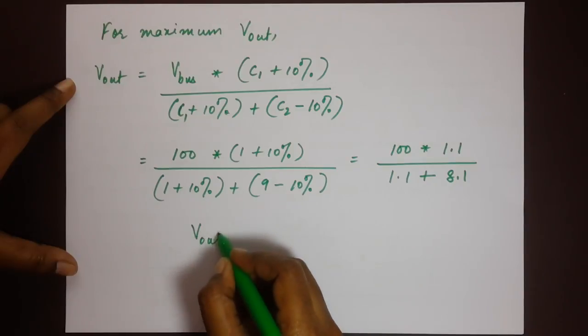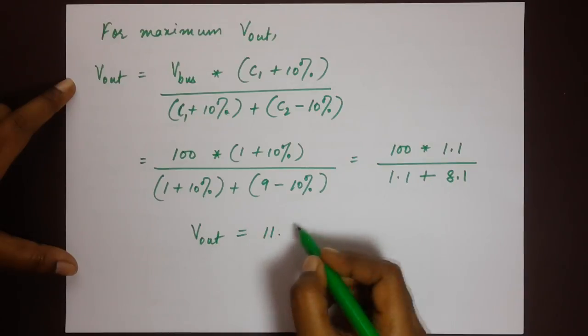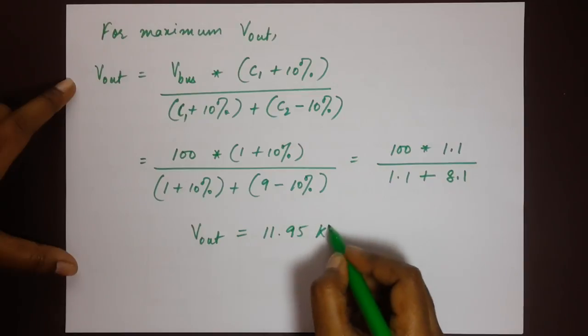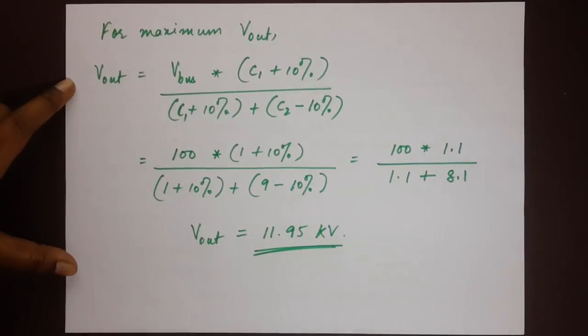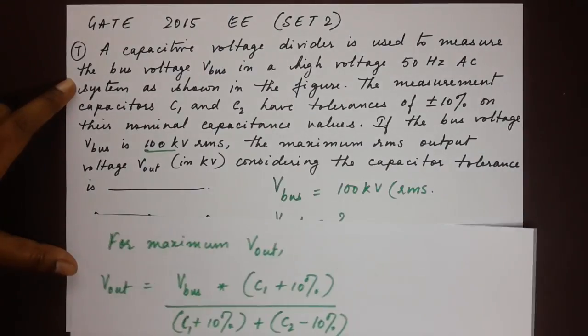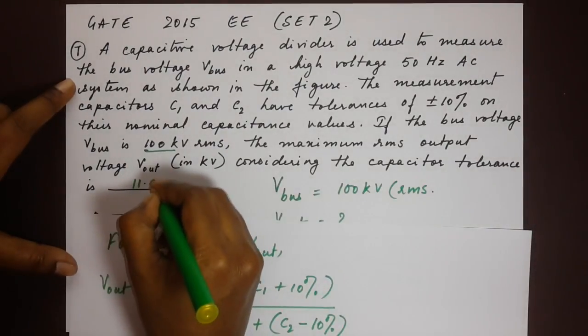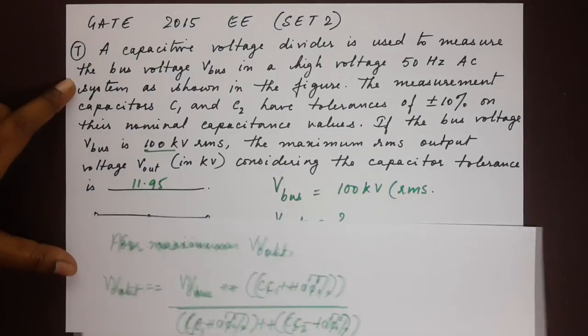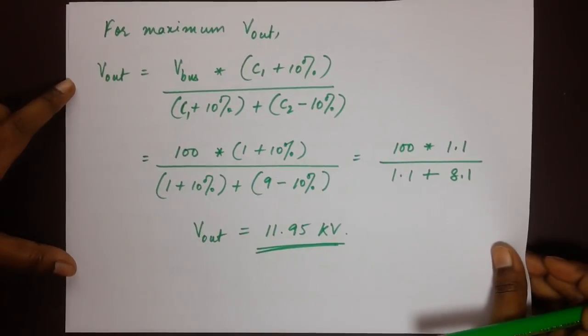That gives us a value of Vout as 11.95 kilovolts. 11.95 is the final answer here. So this is the solution, and I hope it has helped.